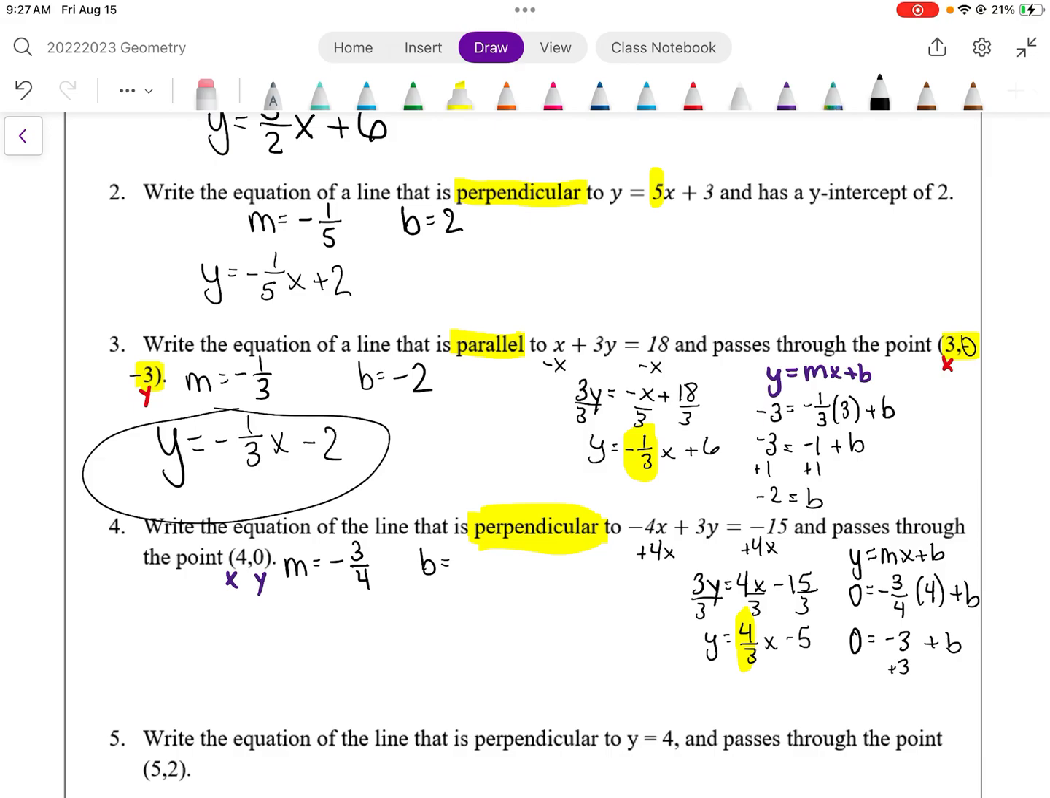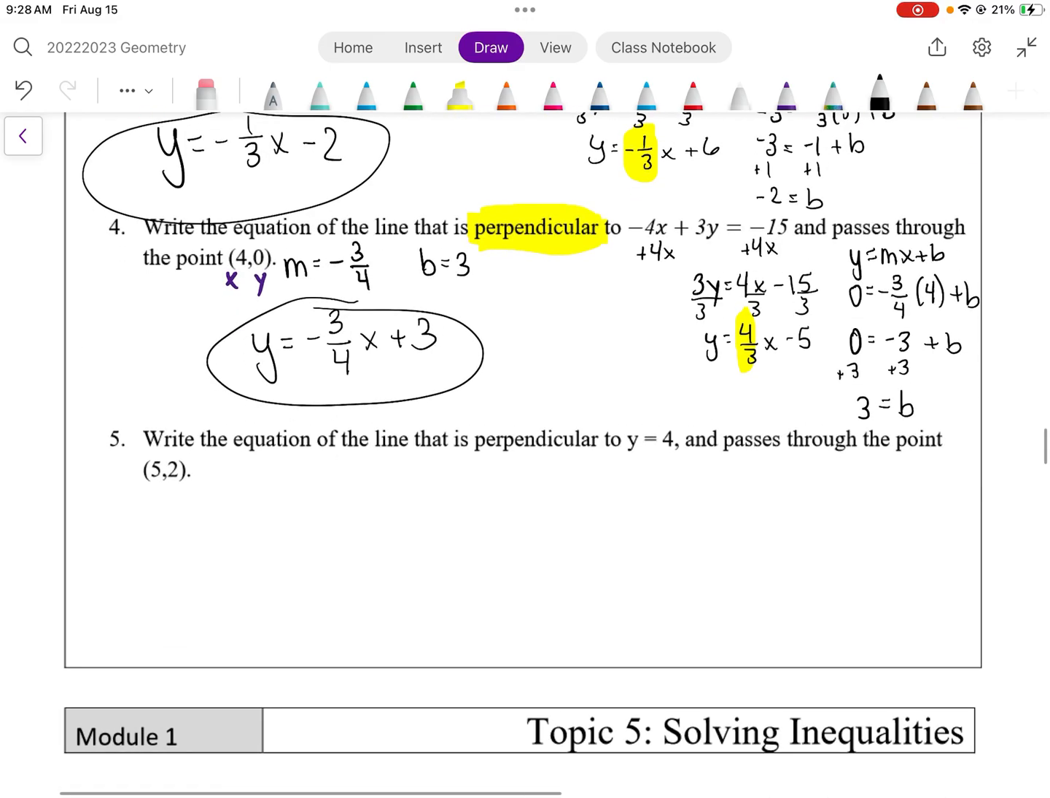We don't know what b is. Okay, 0 equals, this is going to be a negative 3 plus b. Add 3 to both sides. B equals 3. Okay, so there you go. We wanted our slope to be negative 3/4 because it's perpendicular to the other one. And we just found our b. Our b should be 3. So our equation is y equals negative 3/4 x plus 3. That's your line.